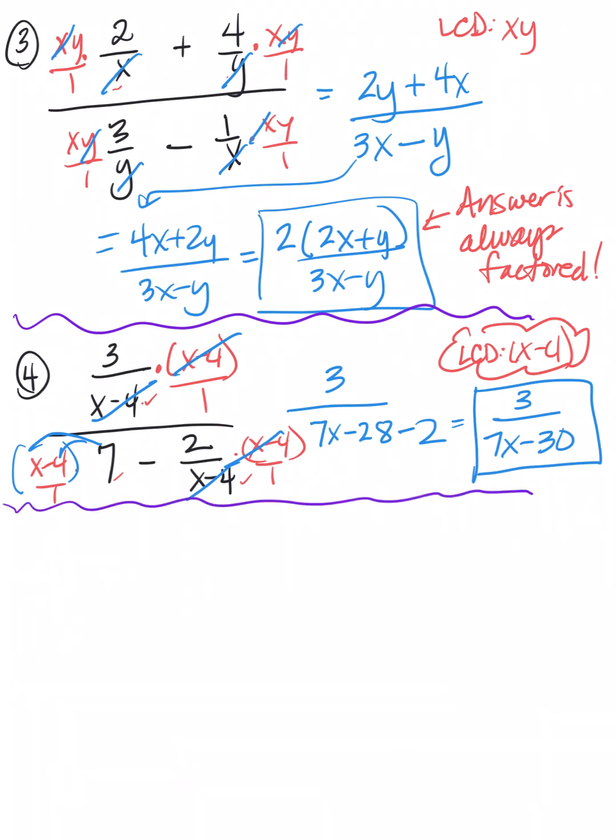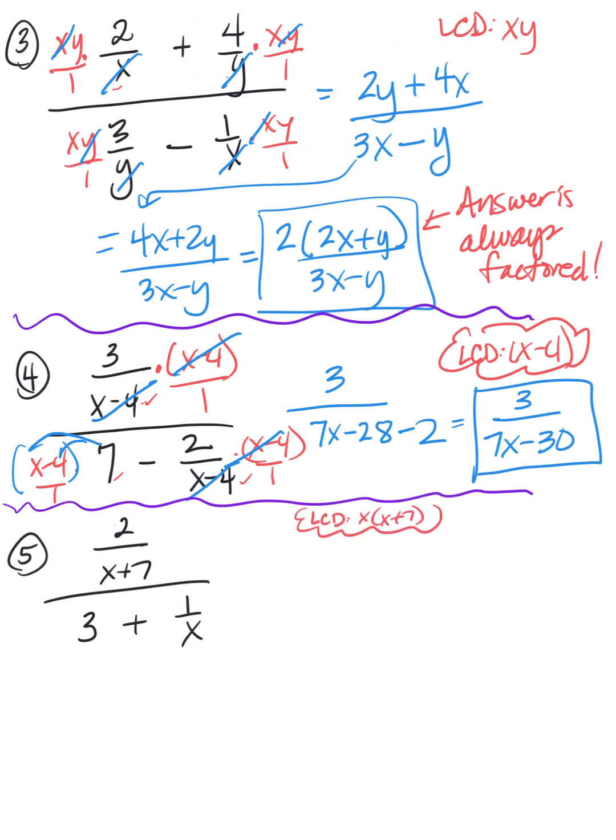And then we can move on to our last example, number 5. It's a little more complex, but you can handle this. All right, the last one, 2 over x plus 7, divided by 3 plus 1 over x. All right, LCD, what do I need? Well, it looks like I have an x on the bottom. Definitely need an x. And I have this x plus 7 on the top. So it's a little more complicated in my LCD, but we can do this.